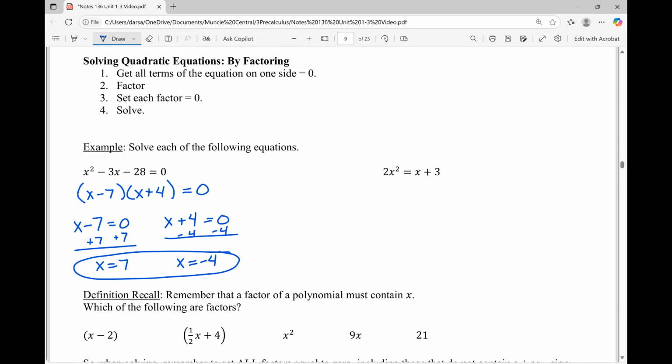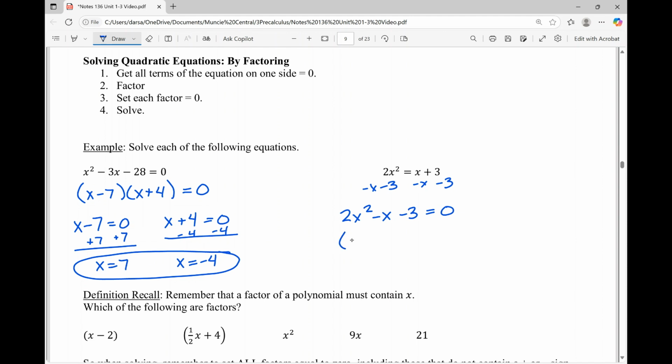In our second example, you'll notice we do not have this equal to 0. You want to make sure that you are always equal to 0 before you start this problem. Now, most of you would think, oh, let's subtract 2x squared from both sides and get everything on the right. But remember, with factoring, it's always easier if that number in front of the x squared is positive. So instead, I'm going to subtract the x and the 3 to the left-hand side, and that will give me 2x squared minus x minus 3 is equal to 0.